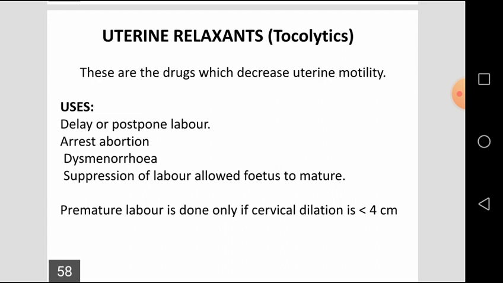Then coming to the uterine relaxants, that is tocolytics. They are the drugs which decrease the uterine motility. Uses are delay or postponement of labor, arresting abortions, controlling dysmenorrhea, and suppression of labor to allow the fetus to mature.